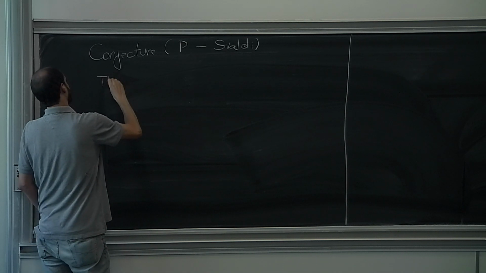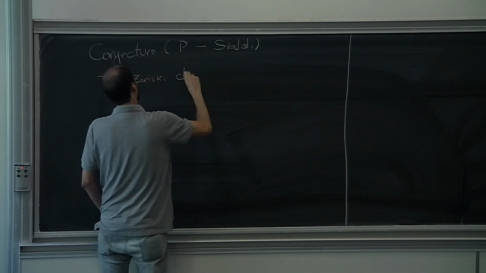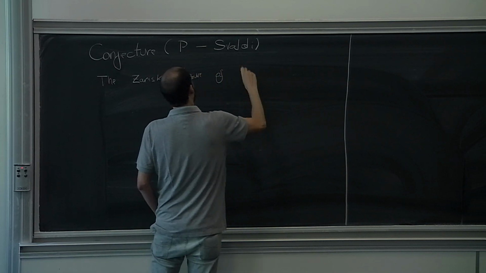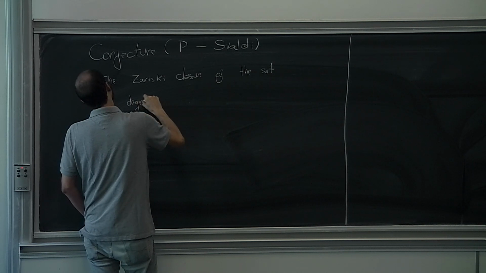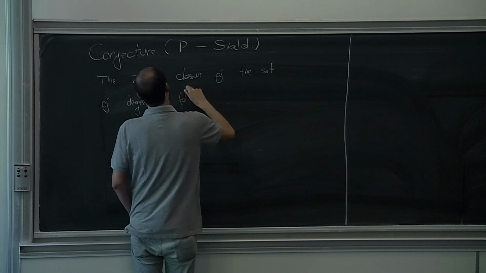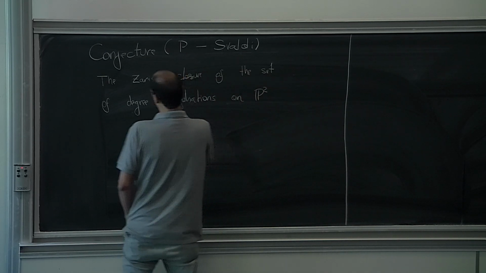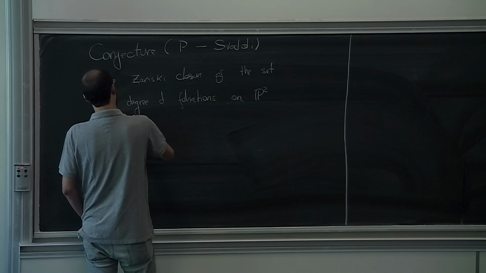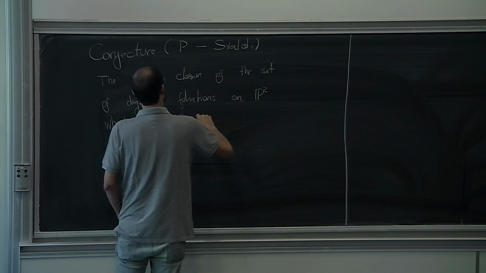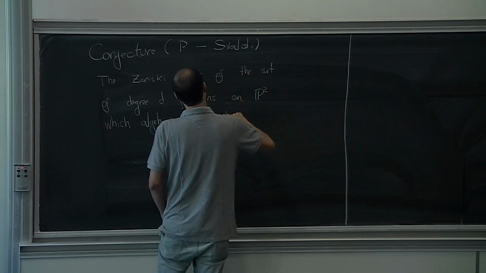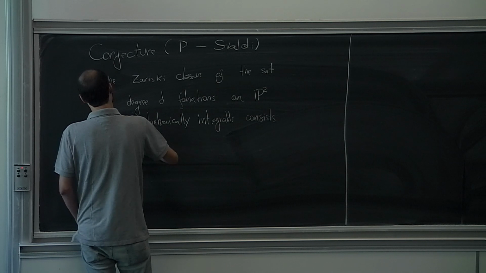It says that the Zariski closure of the set of degree D foliations on P2 which are algebraically integrable, meaning all leaves algebraic, consists of transversally projective foliations.